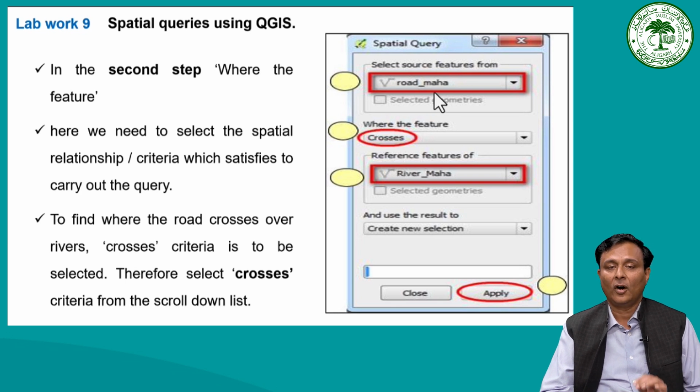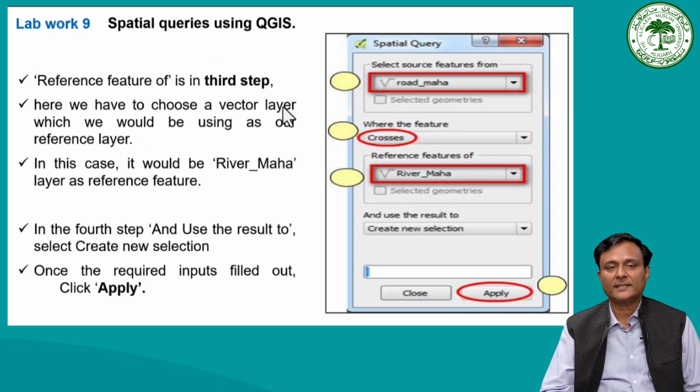So what happens? The first step is to select the source feature on which we want to perform the spatial query. Then the second would be, what operation you want to do, what classification you want to make. So here we select the spatial relationship criteria which carries out the query. So to find out the roads that cross over rivers, the crosses criteria is to be selected. Therefore select the crosses criteria from the scroll down list, and then you have to look into the reference feature.